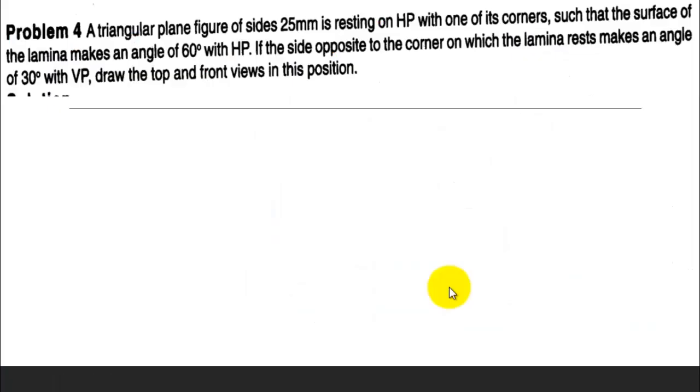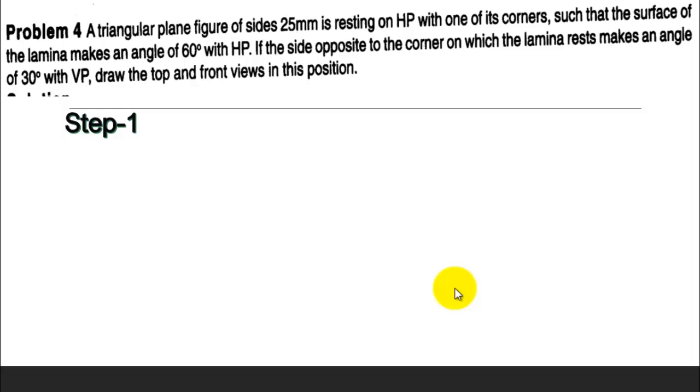Today's problem: a triangular plane figure of size 25 mm is resting on HP on one of its corners such that the surface of the lamina makes an angle of 60 degrees with HP. If the side opposite the corner on which the lamina rests makes an angle of 30 degrees with VP, draw the top and front view in this position.